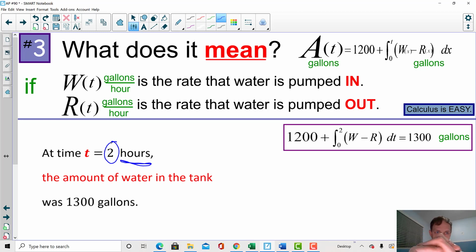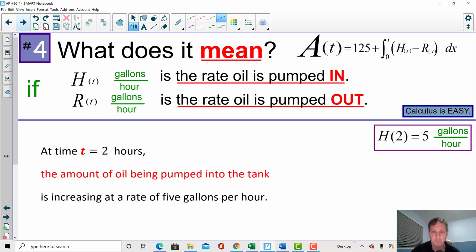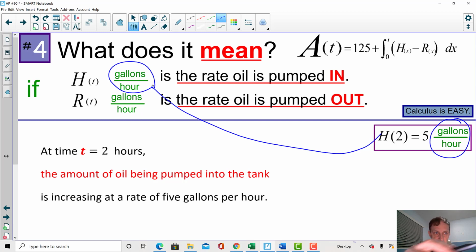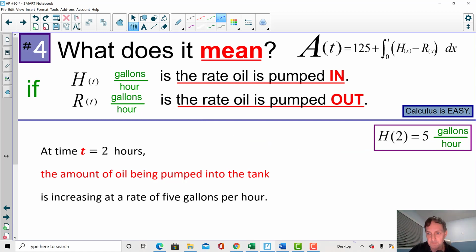All right, let's take a look at number 4. Again, we have to first find h of 2. So they're going to give you the h function. You can plug in a 2 and you're going to get 5. We have to figure out what the units are. This is the h function, and those units were already given. It's just gallons per hour, so we just copy that down. We don't have to figure it out because they told us exactly what the units were.